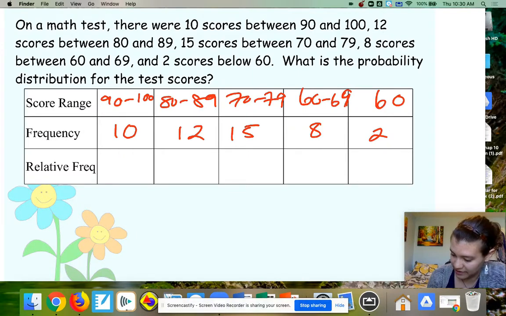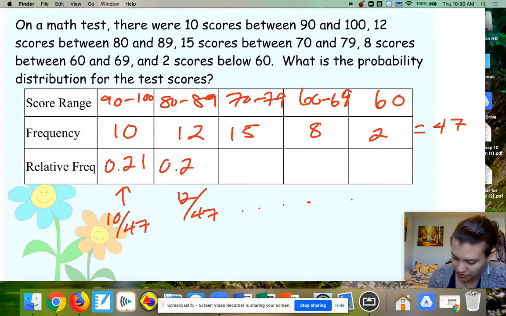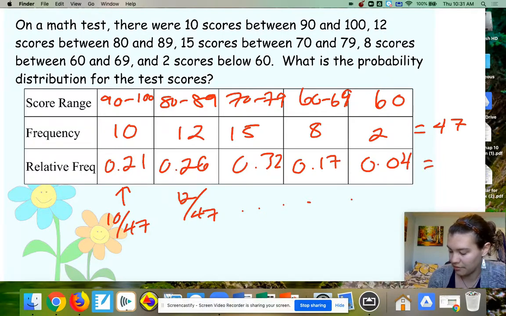So first, add all these together to get your total number, and you should get 47. And then to find the probabilities, you want to do 10 divided by 47, 12 divided by 47, etc. You'll get 0.21, 0.26, 0.32, 0.17, and 0.04. And then to check, make sure those add up to about 1. If they're like 0.99, 0.98, or like 1.01, that's fine. It's probably just from rounding, but that's the basic idea.